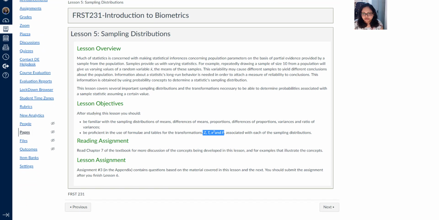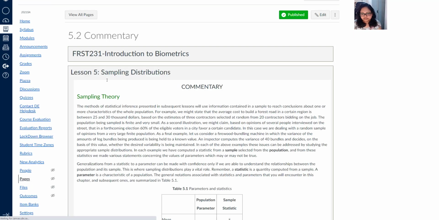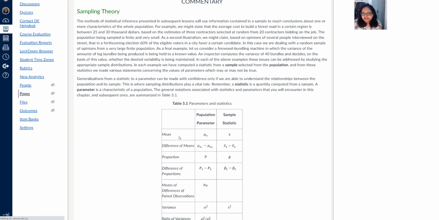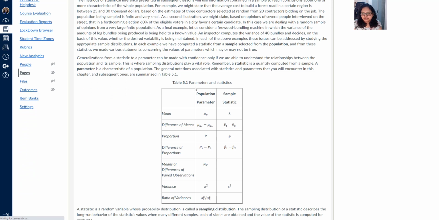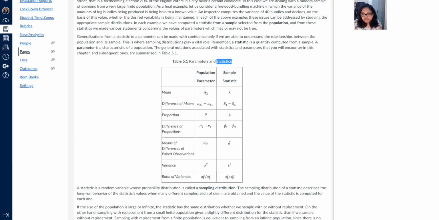So let's go to the commentary page. Next. So you will see that we listed them. We try to list the parameters. Parameters come from the population, and statistics come from the sample. So you can see the symbols are different for population and for sample.